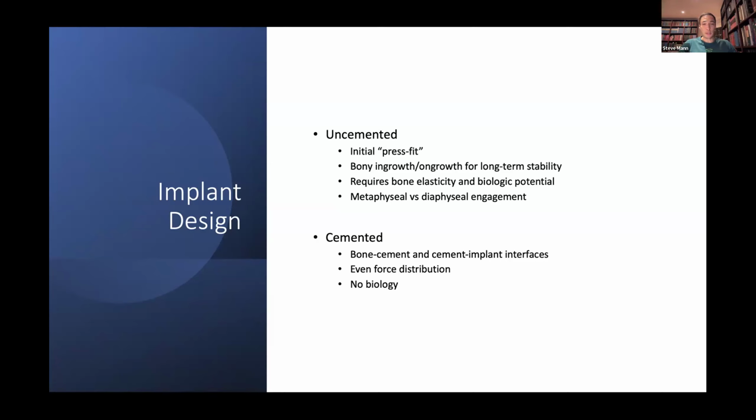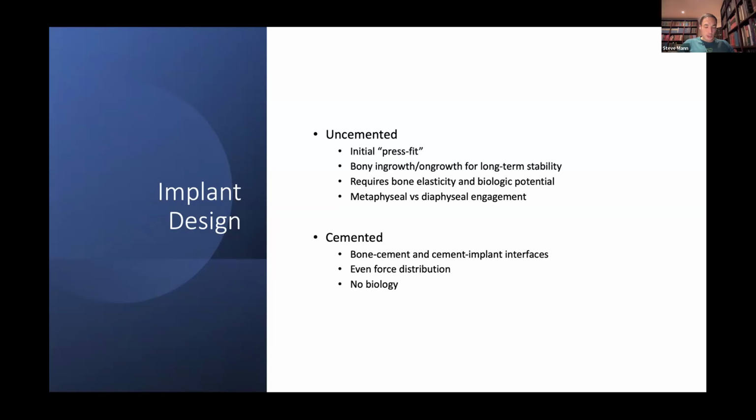We still do use cemented implants as well, some of us more than others. But there you have interfaces between the bone and the cement and between the cement and the implant. Depending on the design, either the implant will actually slide within the cement mantle or be rigidly bonded to it. This allows you to have even force distribution through the cement, which is good for the health of the bone in the long term.